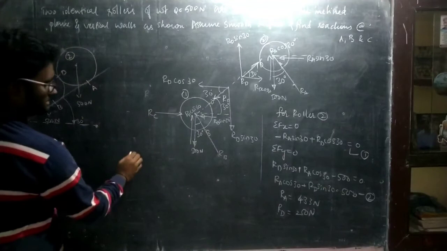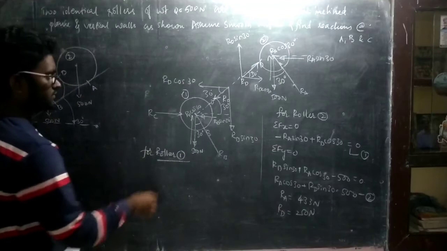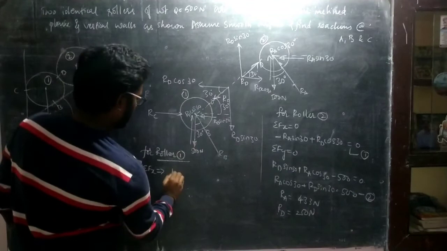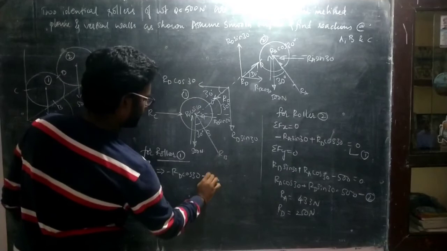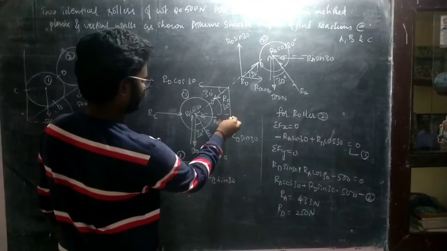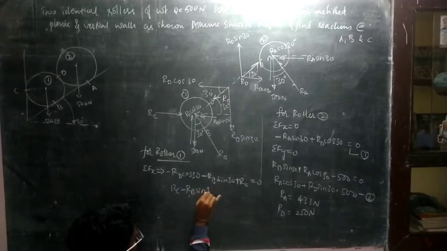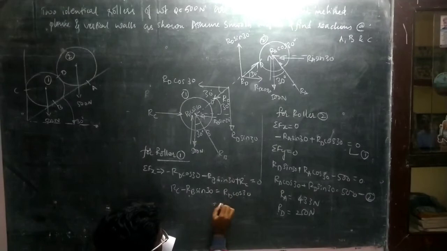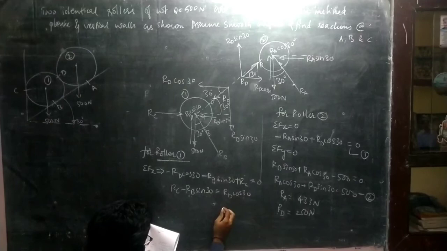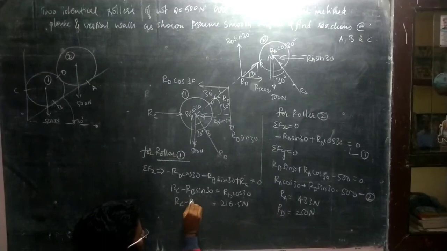Now considering roller 1, what do we have here? Sigma of Fx is equal to how much? We have minus RD cos 30 degree and minus RB sin 30 degree, plus RC equal to 0. RC minus RB sin 30 is equal to RD cos 30. So RD cos 30 is how much? We already got RD as 250, into cos 30 is 216.5 newton. So RC minus RB sin 30 is this much.